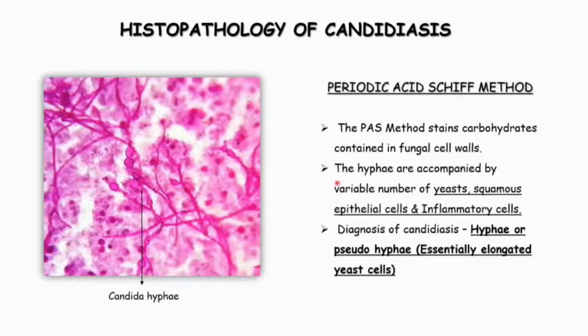Very often the hyphae are accompanied by a variable number of yeast, squamous epithelial cells and inflammatory cells. We can diagnose a case of candidiasis by the presence of hyphae or pseudohyphae, which are essentially elongated yeast cells.